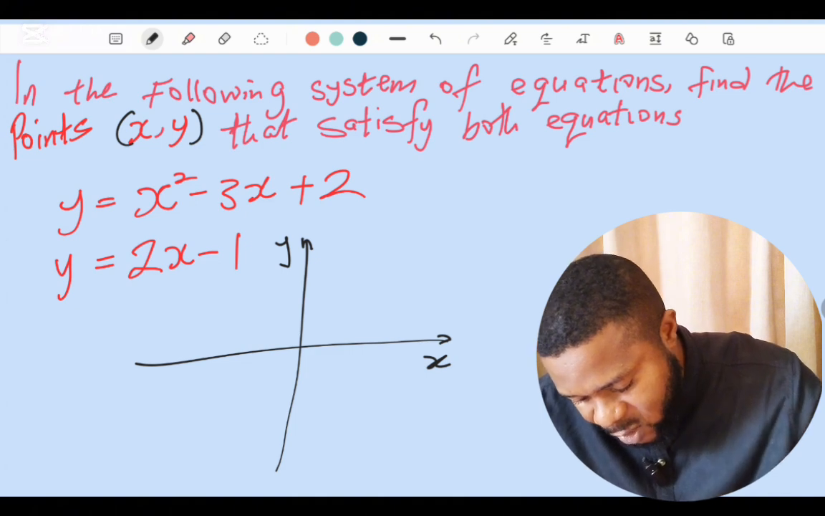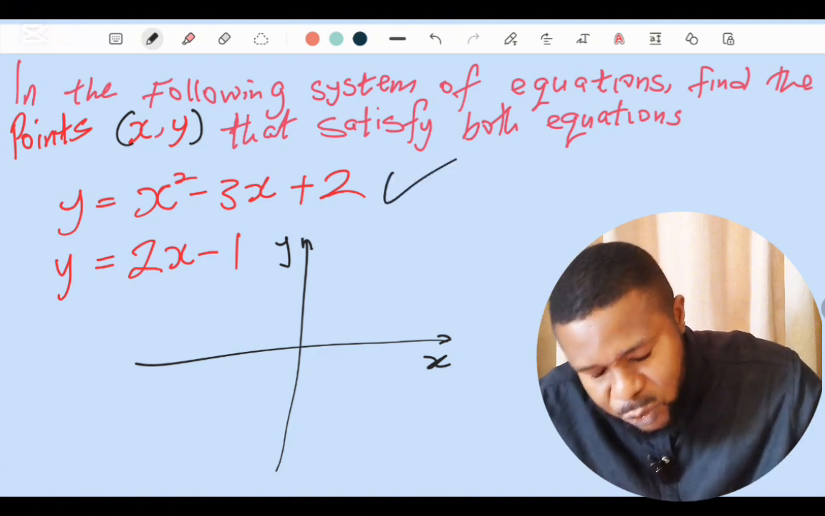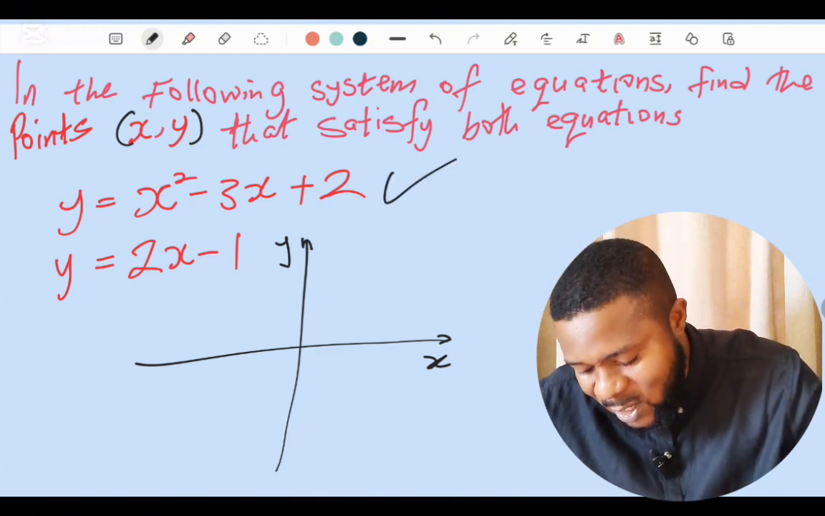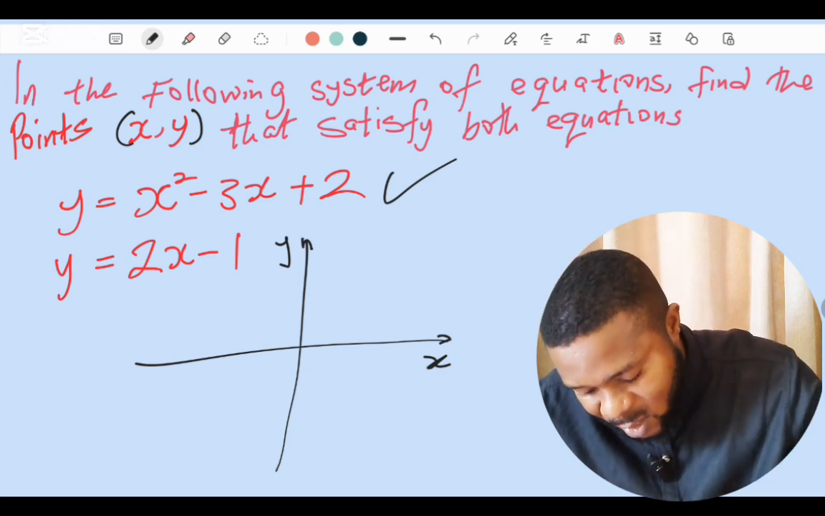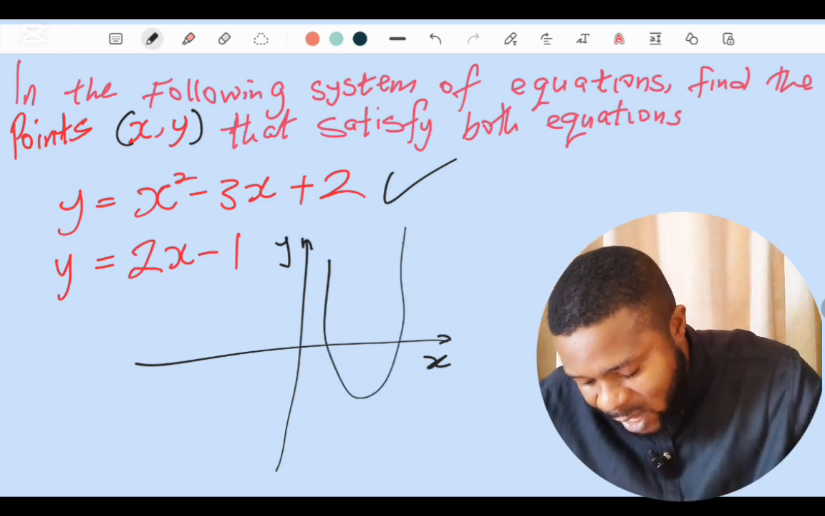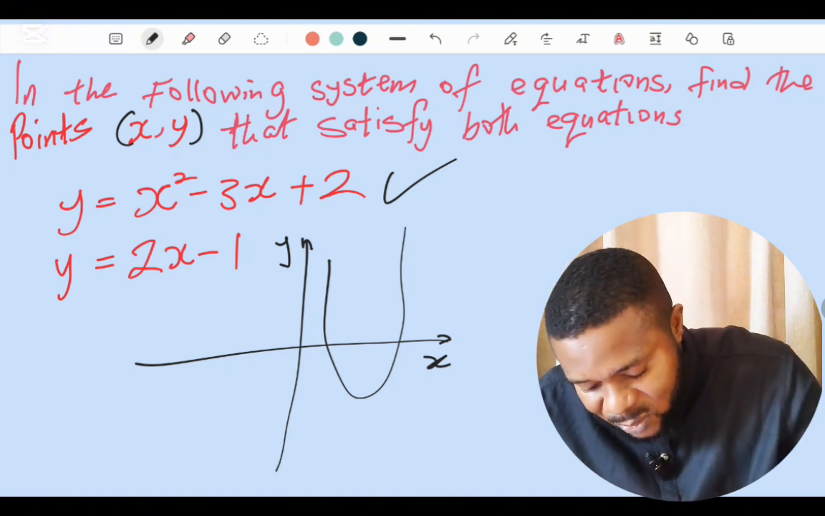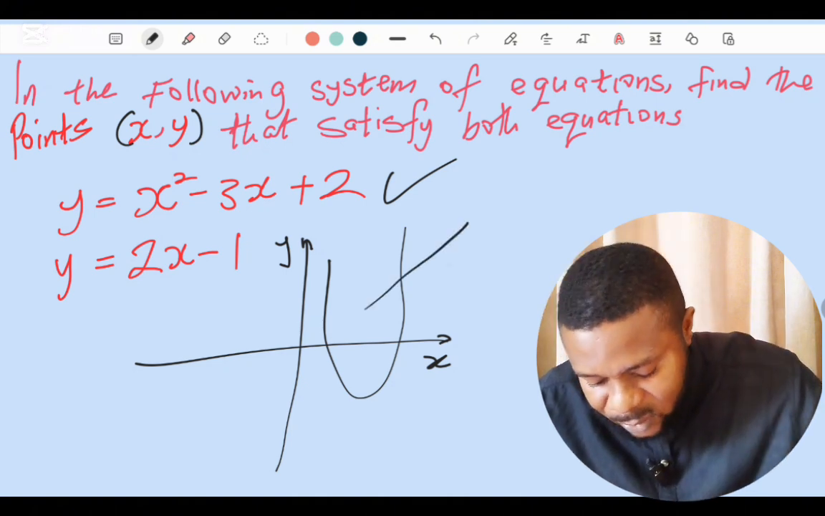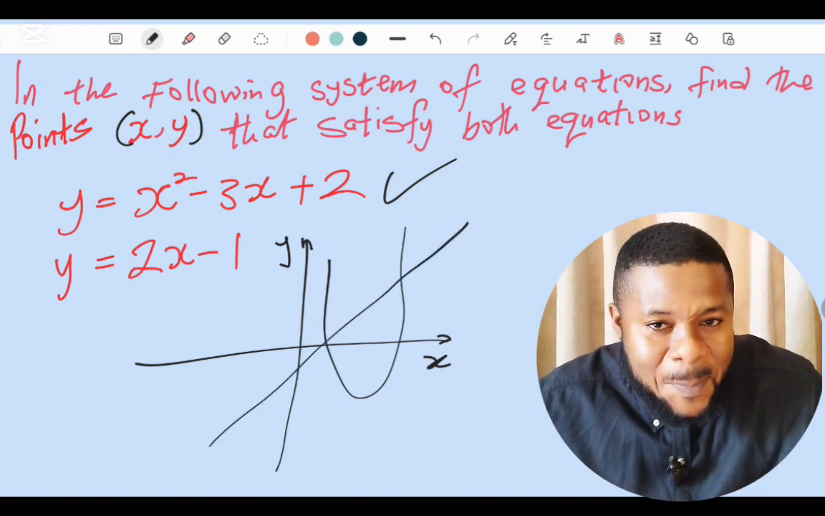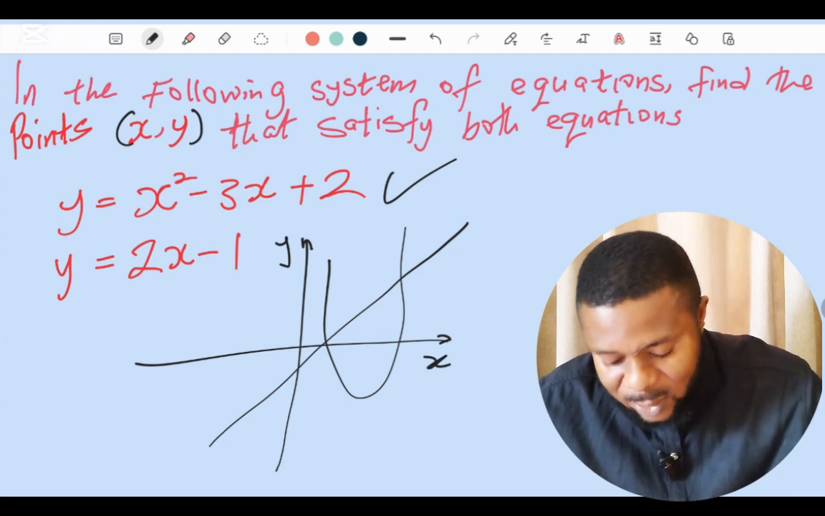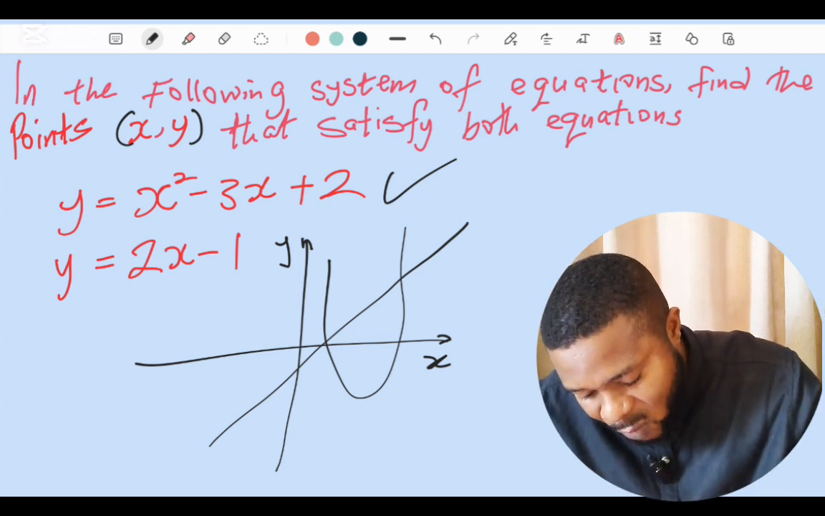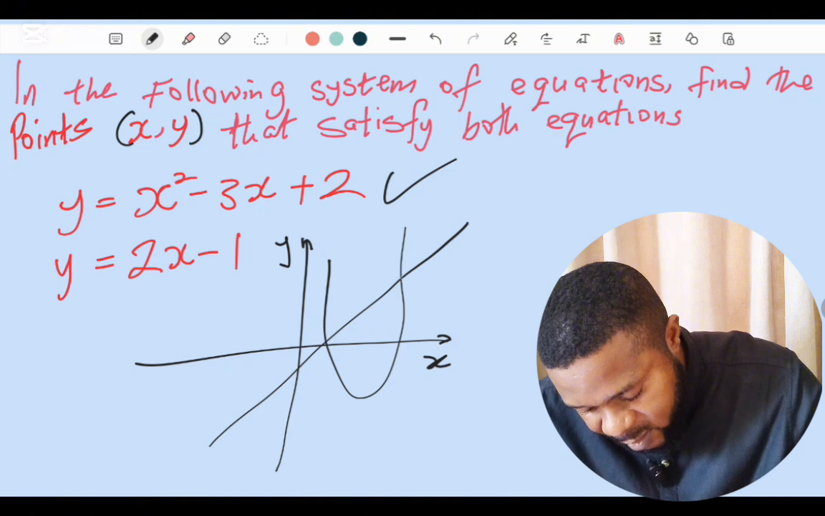So the first equation is a curve and it's going to open upwards because the coefficient of x squared is positive. So this is the curve, and the second equation is a linear equation, meaning it's a straight line. So this straight line is going to pass down this way. When this straight line passes down, probably it's going to touch the curve at 2 points, at this point and at this point.